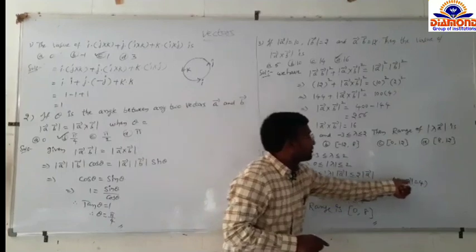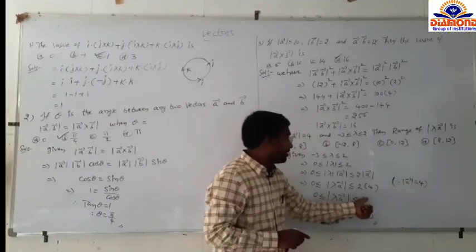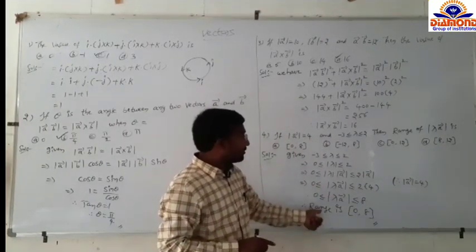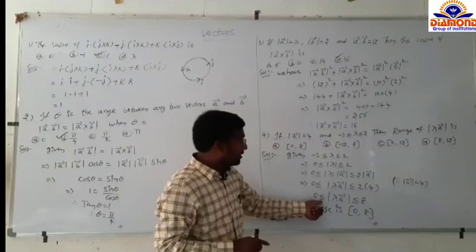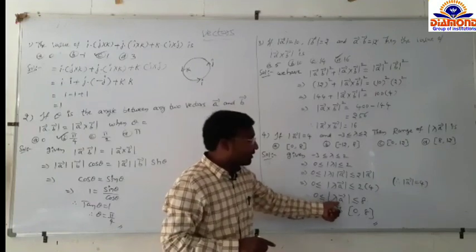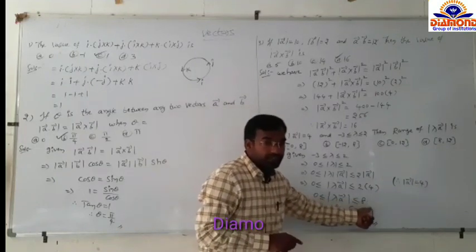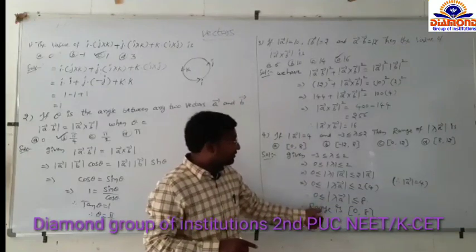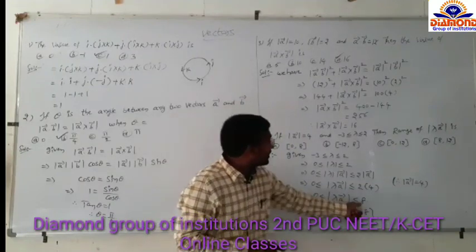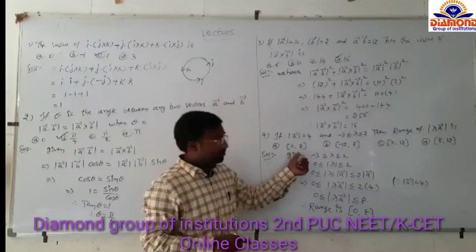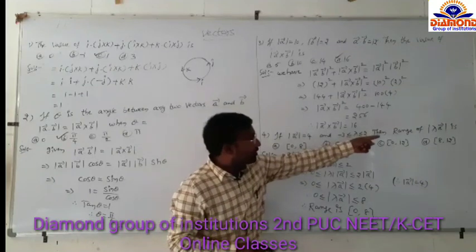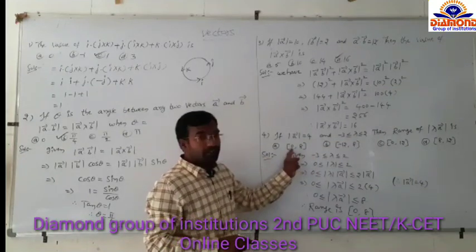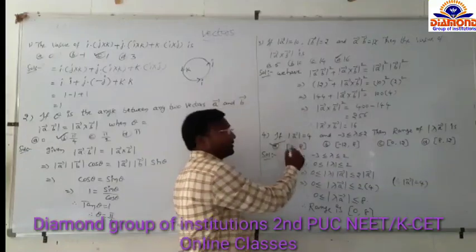into mod a value, substitute 4. So 2 into 4 is 8. So you get 0 is less than or equal to modulus of lambda a bar is less than or equal to 8. So according to this, what is the range value? 0 to 8 closed interval. So the range of the modulus of lambda a bar is the closed interval 0, 8. Option A.